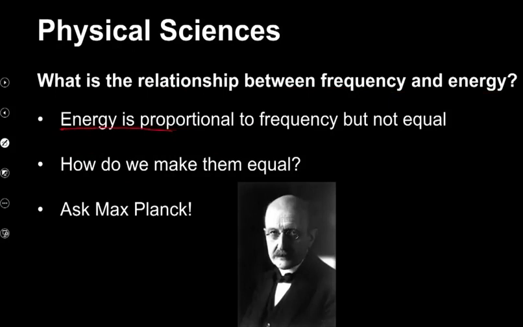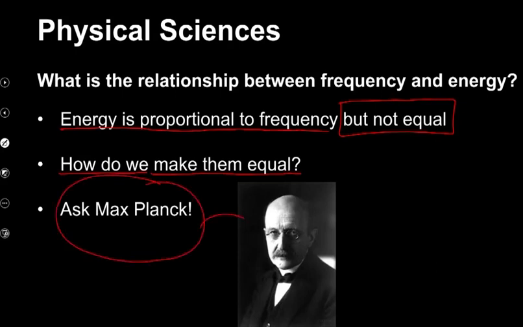So we've already said that energy is proportional to the frequency of electromagnetic radiation. But importantly, it is not equal. We cannot say that the energy transferred is equal to the frequency. So, how are we going to make them equal? A common problem in physics is trying to find how certain quantities or variables can be said to be equal. To get our answer, we're going to ask Max Planck.